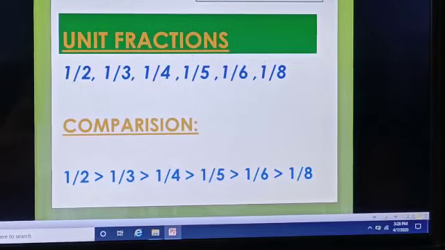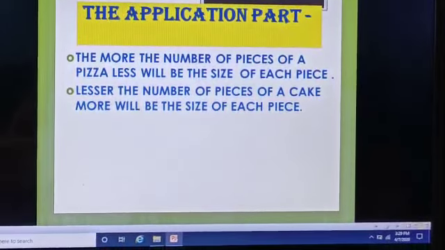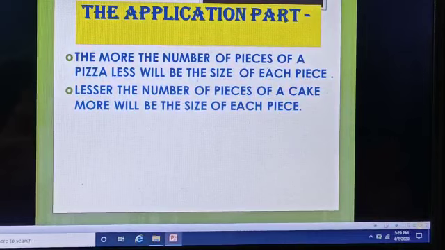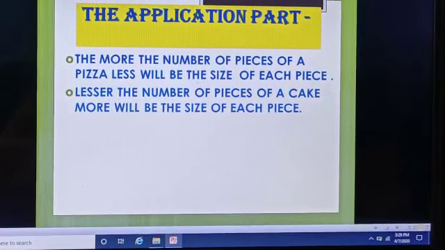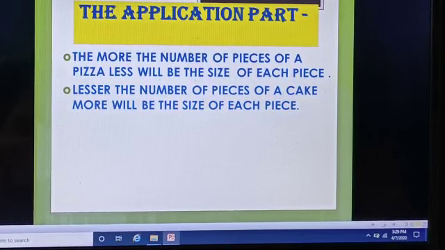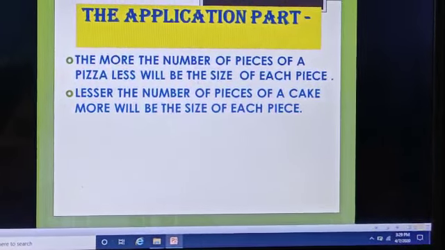Now coming on to the application part, the more pieces of a pizza we have, the smaller will be the size of each piece that we will get. Again, the fewer pieces of a cake we have, the bigger will be the size of each piece that we will get.